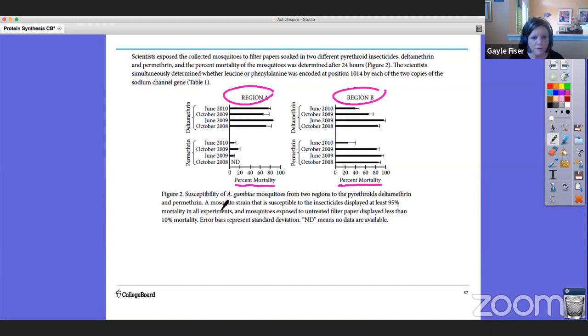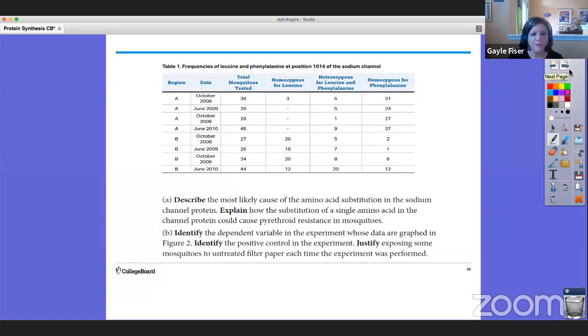Figure 2, susceptibility of A. gambiae mosquitoes from 2 regions to the pyrethroids, deltamethrin and permethrin. A mosquito strain that is susceptible to the insecticides displayed at least 95% mortality in all experiments. Mosquitoes exposed to untreated filter paper displayed less than 10%. So it's giving you some additional details besides what's there. Error bars represent standard deviation, and ND means no data are available. All right, here's another table.